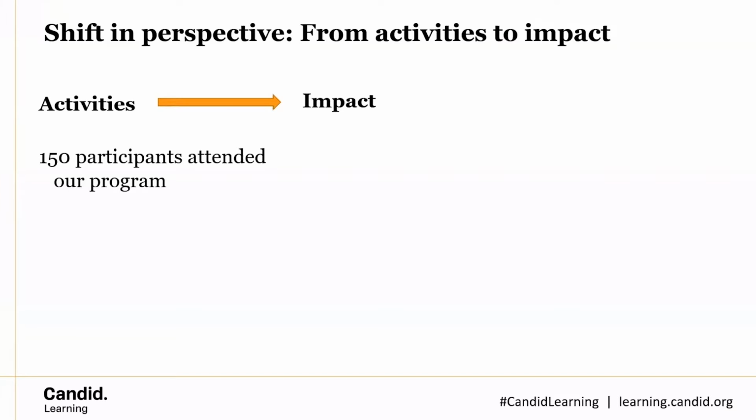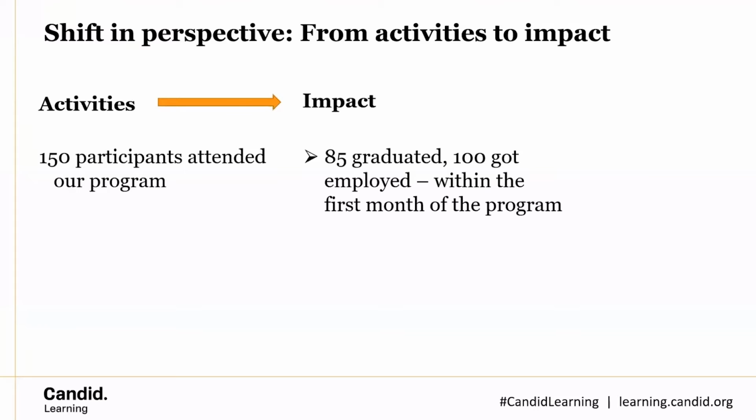So for instance, 150 participants attended our program. So you feel good, 150 people came, that was great. But what's the actual impact? 85 graduated, 100 got employed within the first month of the program. That's what you really want to talk about, right? Because that's why you created this program. You didn't create a program so 150 people would attend. You actually created it so that people could graduate and get jobs. So that's how you have to think about this.